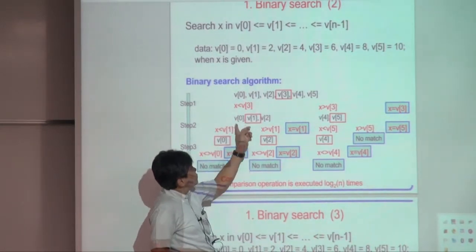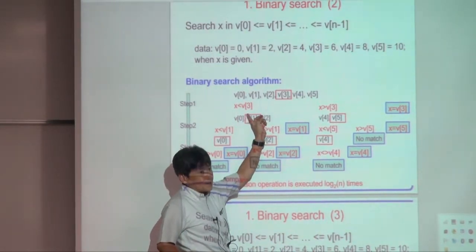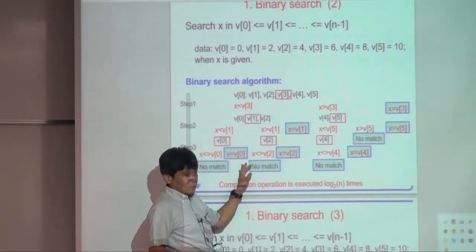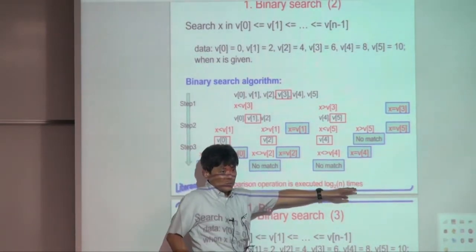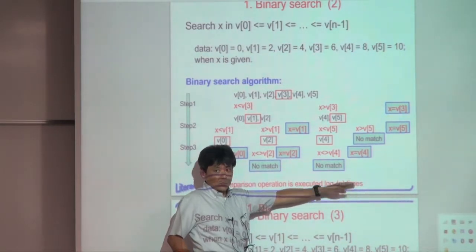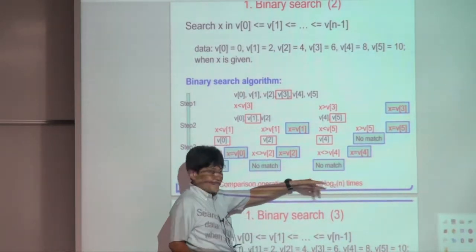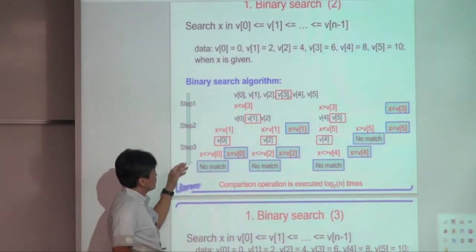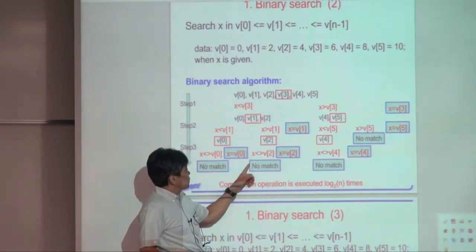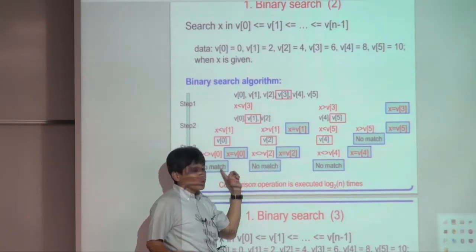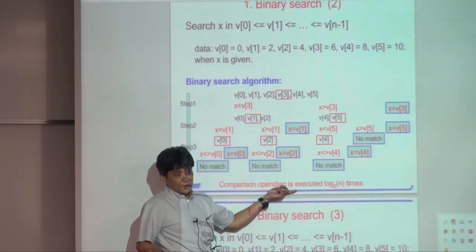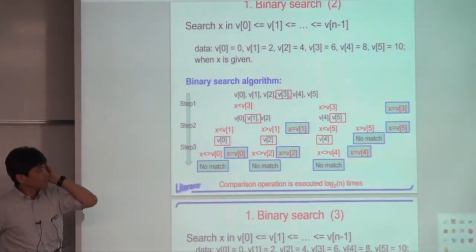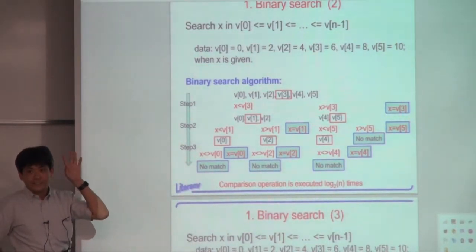A similar operation is applied to the left part or right part correspondingly. Then finally, the program can find a match, or no match. So, can you understand?